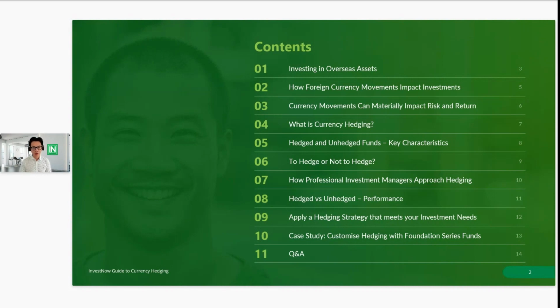Ultimately, though, I do want to bring it back to the investor, so you guys. So we want to highlight how you can apply a hedging strategy that does meet your investment needs, and a little case study into how we can customize the hedging ratio using some of the new Foundation Series funds, for example. At the very end, we'll have a Q&A session as well.